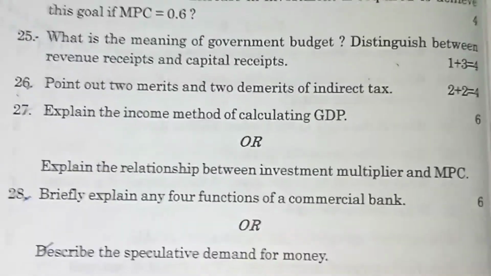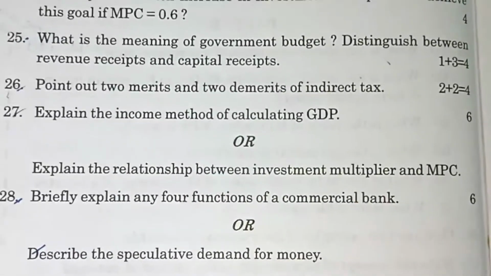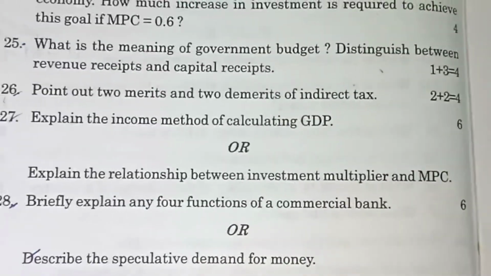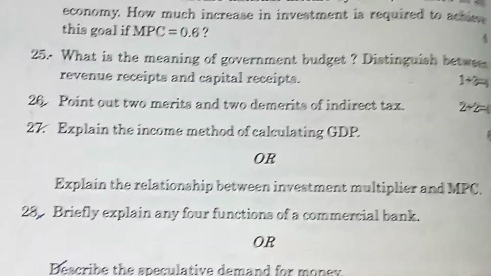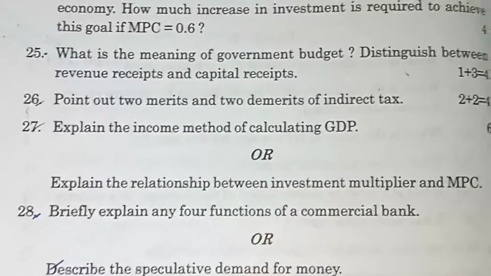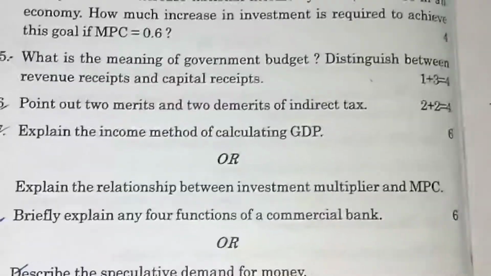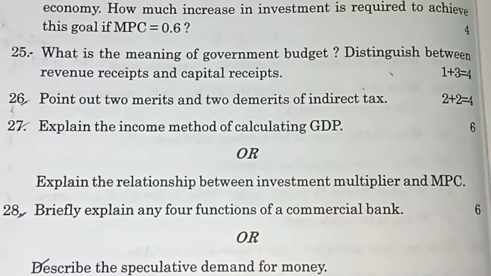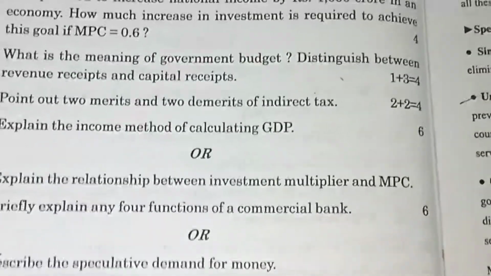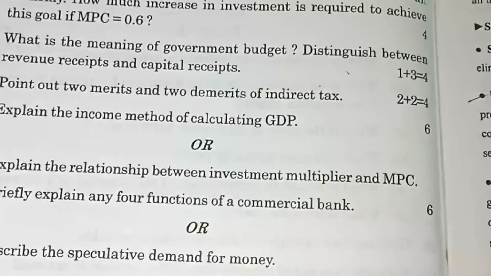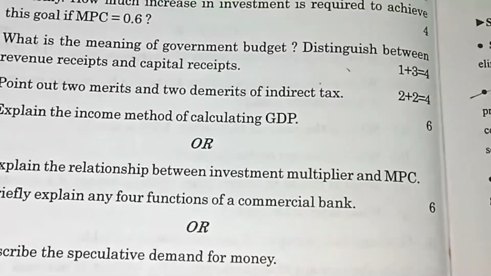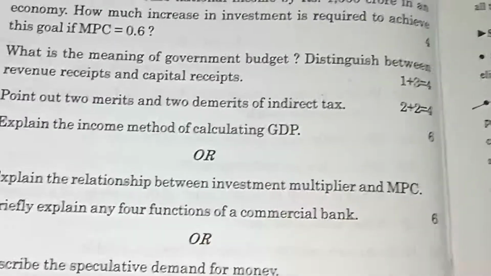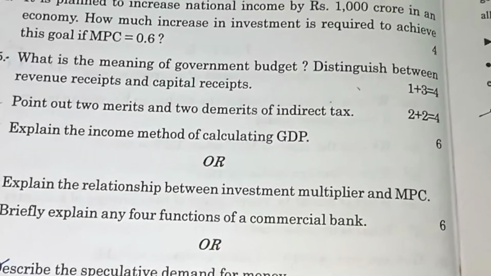Briefly explain any four functions of commercial bank. Primary functions, secondary functions, and another function is general utility function. First function is primary function. Primary function of commercial bank includes accepting deposits and advancing loans. In accepting deposits, there are two types of deposit. One is time deposit and another is demand deposit.